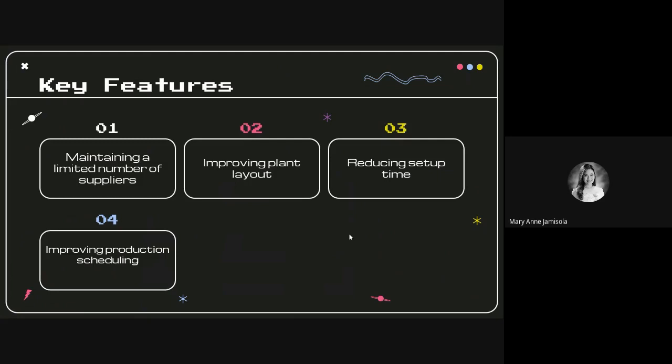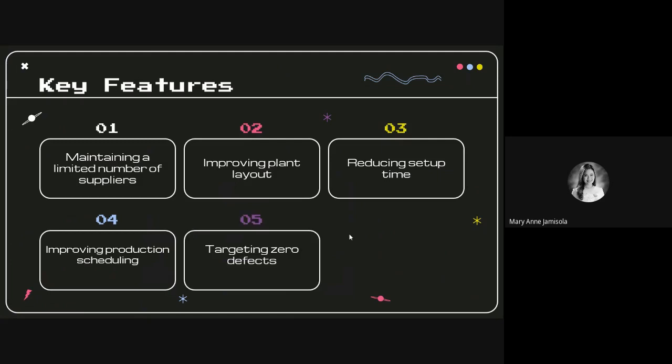Another key feature is improving our production scheduling. So JIT businesses schedule production in small batches just in time to satisfy needs. So we don't overproduce, okay? There should be good coordination of efforts throughout the value chain, from the time the orders are received from the customers to the time the goods are manufactured and ready for delivery to those customers.